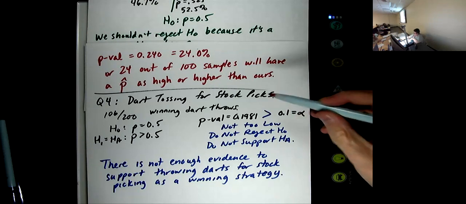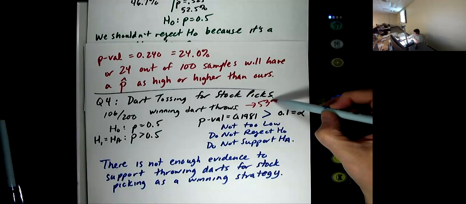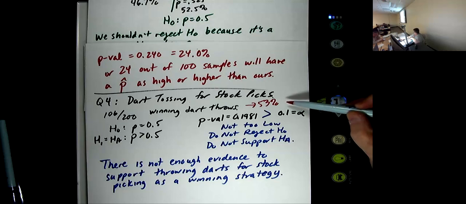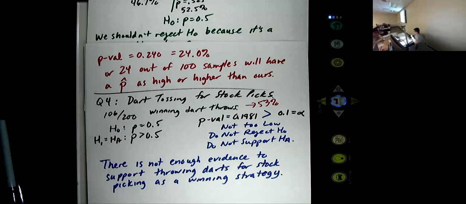I want to note it, if you do 106 over 200, that's 53%. So 53% is above half. Like they actually were better than 50%. But that's just one sample. We can't rule out 50% as, or under 50%, based on the p-value. If we did the confidence interval, we would see that 50% lies within. And so do lower values. So like, even though we had 53%, it still could be 50%. We might just have had some really lucky throws.